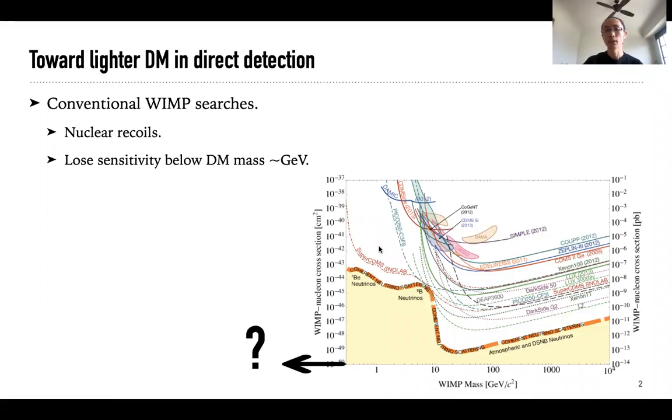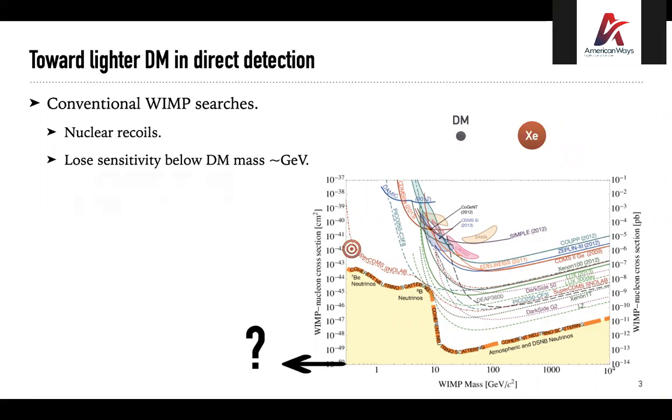And the reason is quite intuitive to understand. Suppose we have a weak scale dark matter, 100 GeV. The mass is very similar to that of a target nucleus, say a xenon nucleus. So when it strikes the nucleus, we can detect the recoil signal. But if the dark matter is much lighter, say below GeV, it's striking a target nucleus, which is much heavier, so it just bounces back, and it's very difficult to detect a recoil signal.